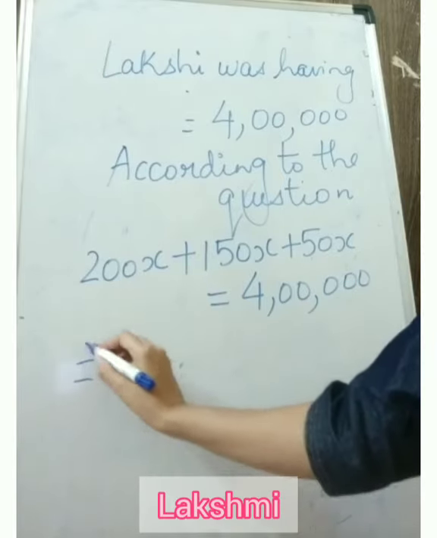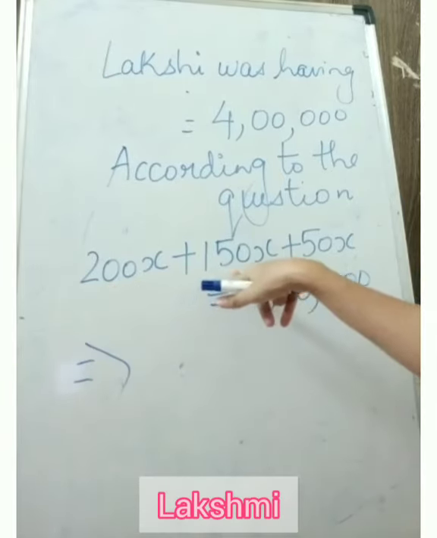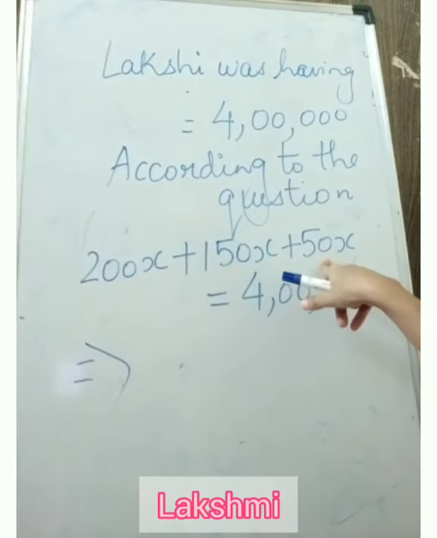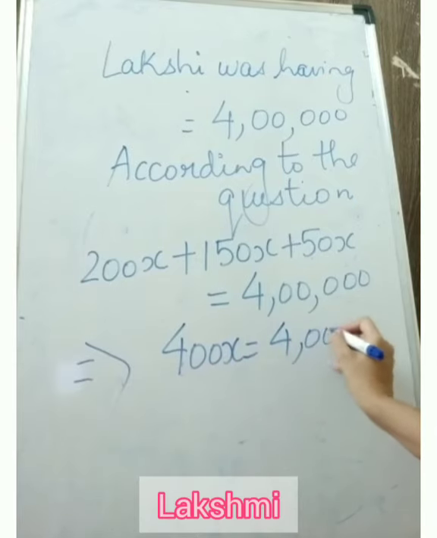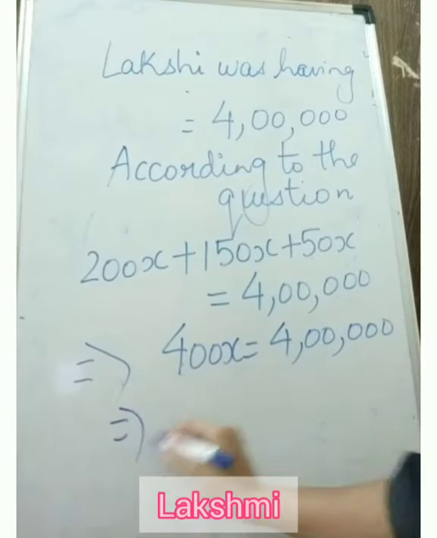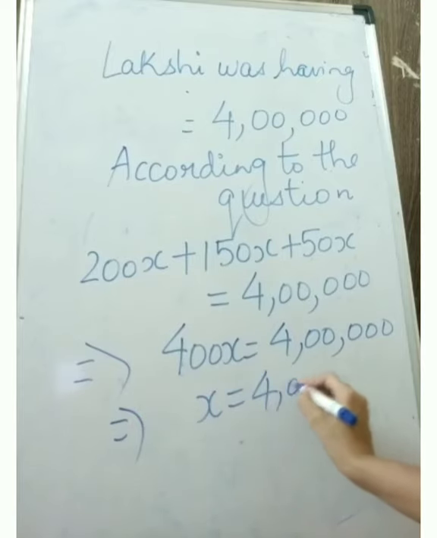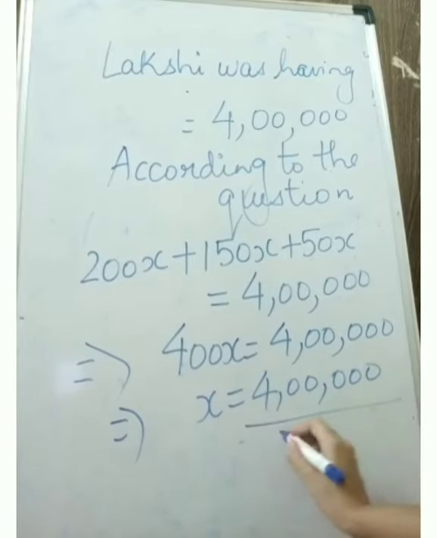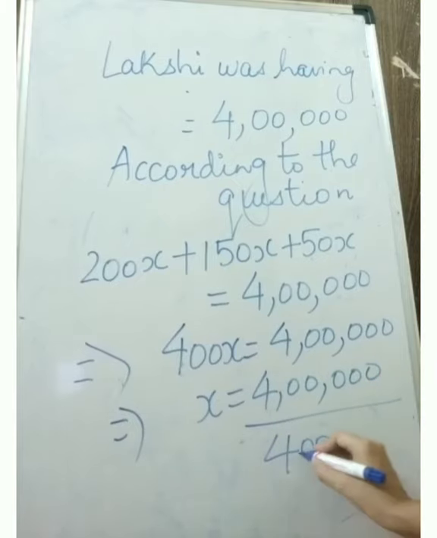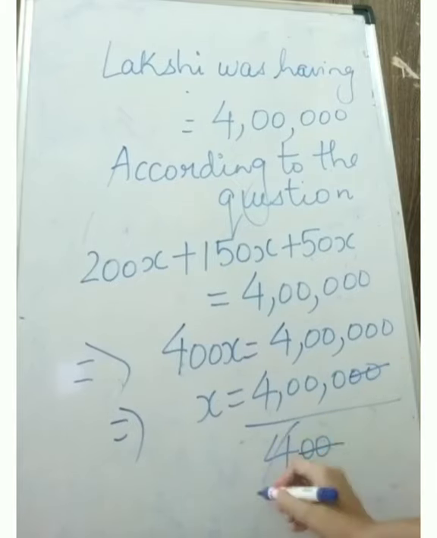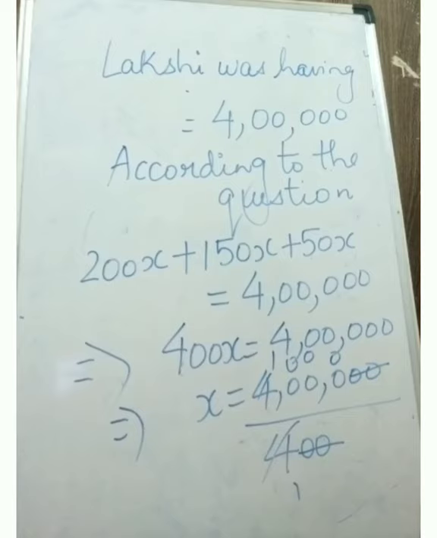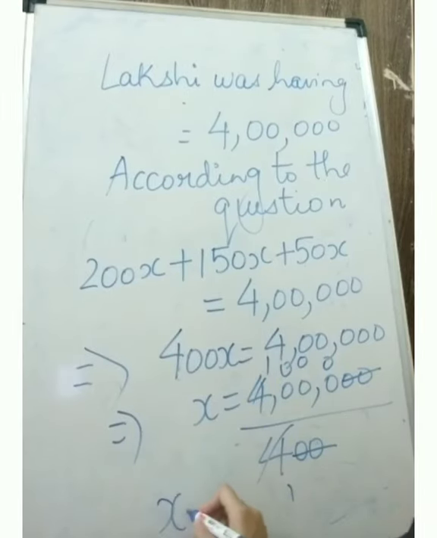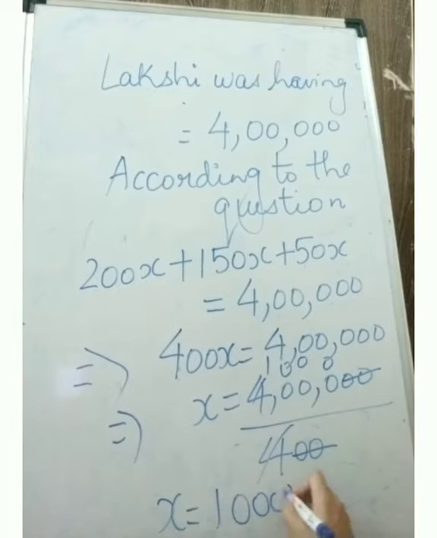Okay, now we will add all these values. 200 plus 150 is 350, 350 plus 50 is 400. 400x is equal to 4 lakh. Now x is equal to 4 lakh upon 400. 100 cancels from here, 4 ones are 4, and the zeros remain. So the value of x is 1000. Now we got the value of x.